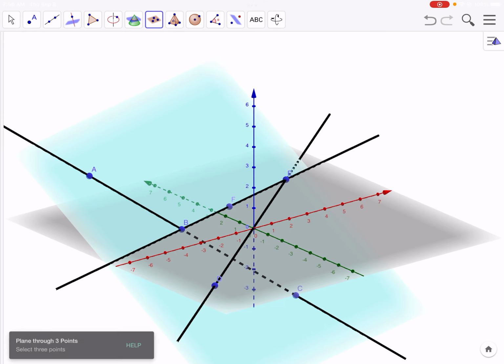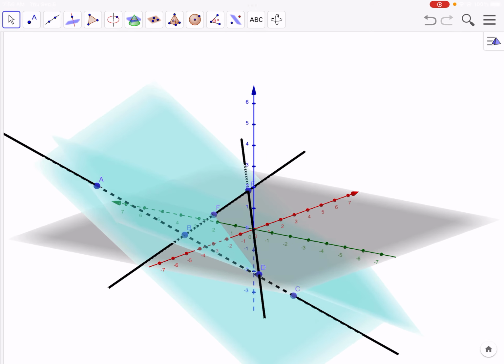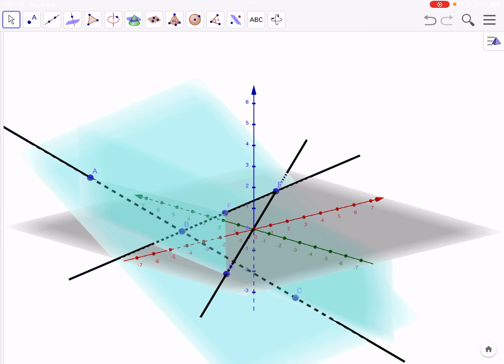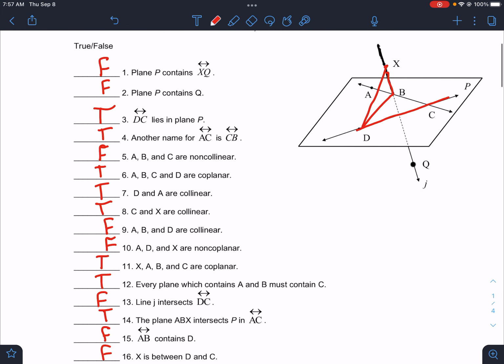Could I go over here? Could I hit A, D, and F? Sure. I don't know if that's the equivalent, but yes, any 3 points can have at least one plane go through them. A, B, and X, well, we've done that one a few times.